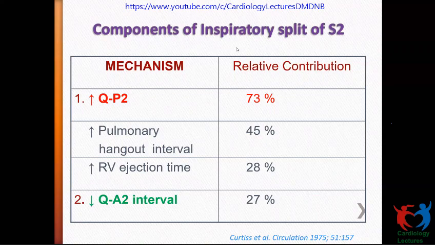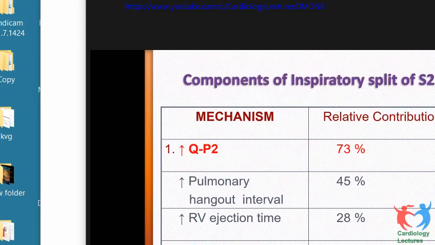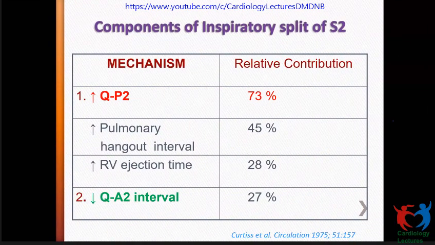You look at this, the change in pulmonary QP2. Q is the ECG Q to the onset of P2. When you are auscultating the sounds, the interval from the beginning of Q to P2 is the major component.